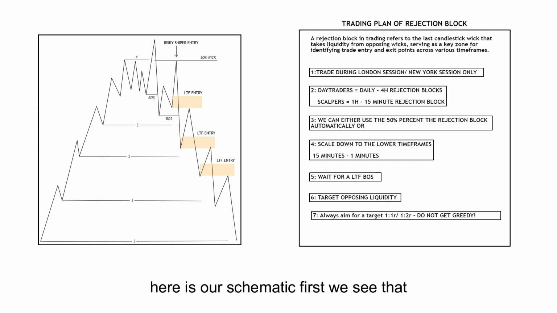So right here is our schematic. First, we see that price was in an uptrend. Price was creating higher highs and higher lows, and then we had these old highs right here getting built. And then as we can see, price came in with a strong liquidity wick. Price purged through all these old highs, leaving us a strong rejection block, a strong wick where price goes up and wicks back down, just like we saw in the intro. Price will then come back and use the 50% of that wick to push price lower. This is what we call a rejection block.